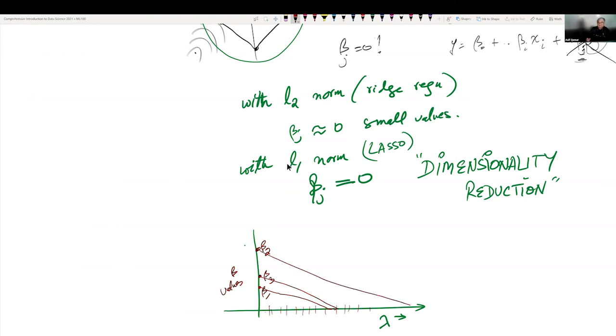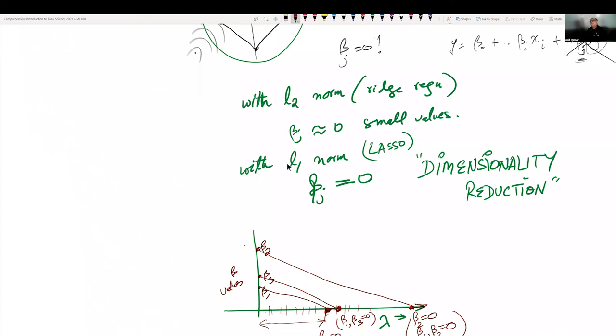So what does it mean? Suppose they both disappear here. If you set your lambda to be anywhere in this region, here at this point, only beta one disappears. Beta one is equal to zero. At this point, beta one and beta three both disappear. And at this point, even beta two disappears, and beta one, beta two, beta three are all equal to zero. So at this point, do you think a model is useful if all the parameters are zero?